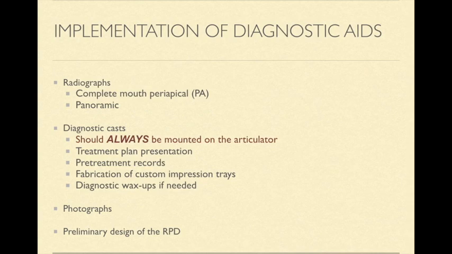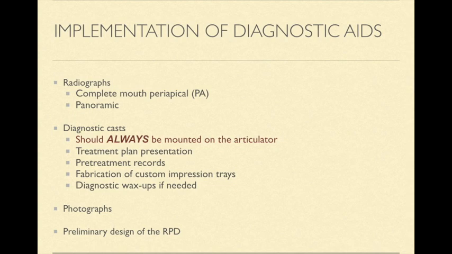And when we do a diagnosis, we definitely need some extra tools to help us. The first is radiographs. You definitely will need complete mouth periapical films, the PA films, for each of the teeth. Sometimes when the ridge has severe resorption, you might also want to take a panoramic x-ray, which can help you determine the remaining ridge size.